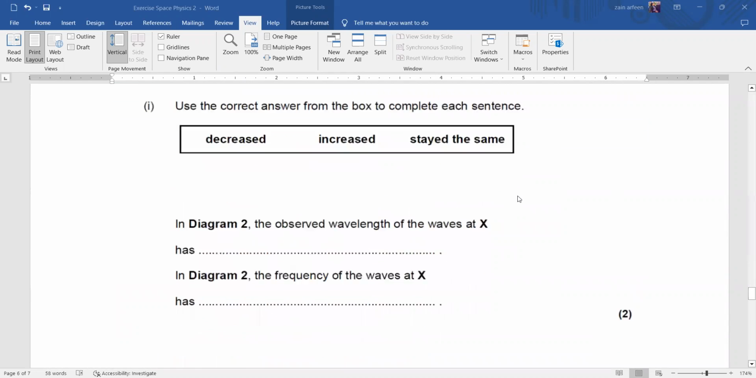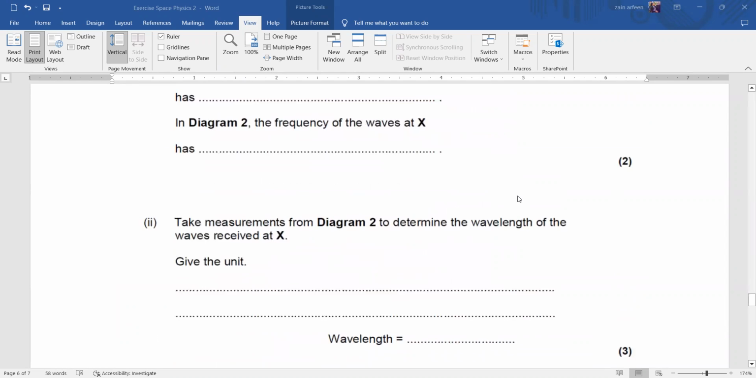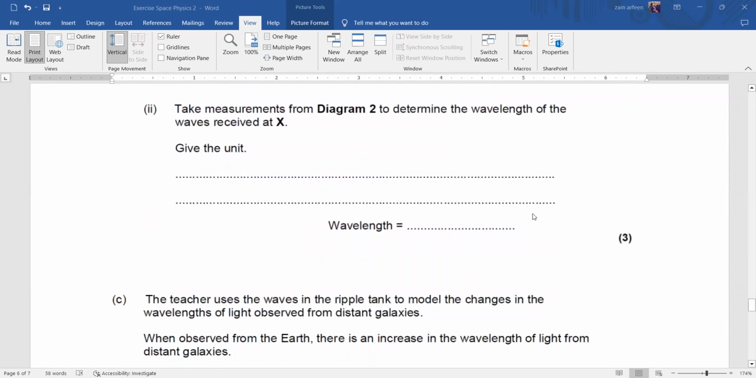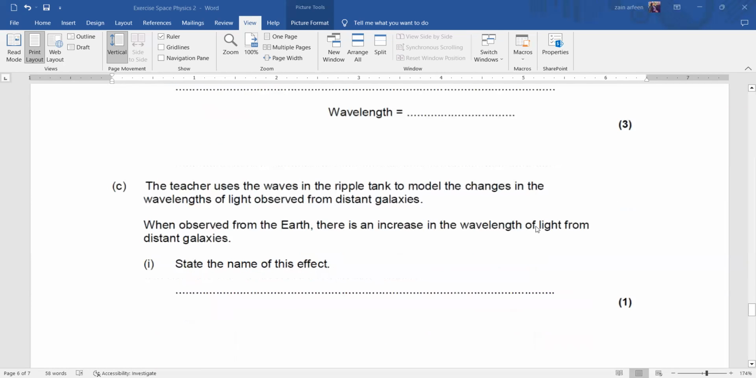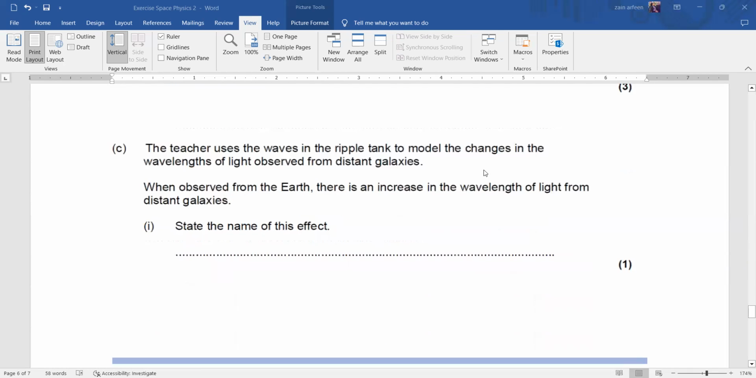In the Doppler effect, when a wave moves from one medium to another, the frequency is constant. But in the Doppler effect, if the speed is constant, the frequency and the wavelength are inversely proportional. If the frequency increases, the wavelength decreases, and it will be the other way around.